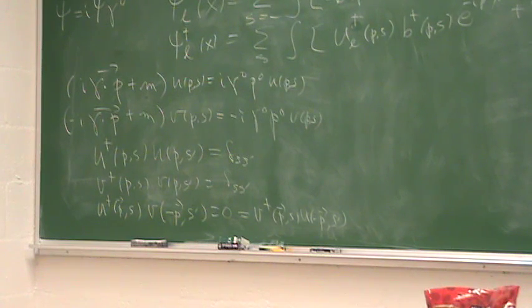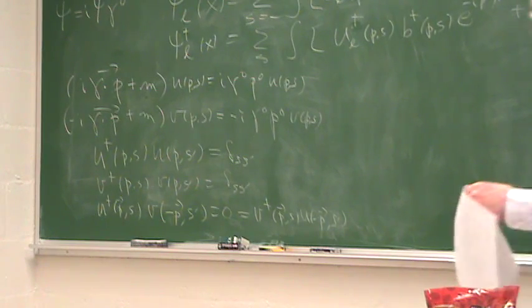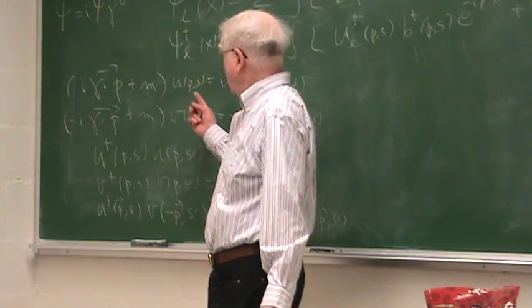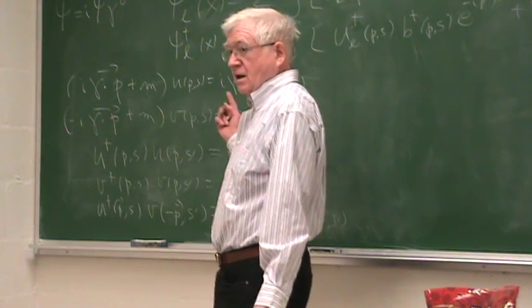I have a question. The i gamma dot p plus m u of p and s, I thought earlier you said that that was zero. Am I...?